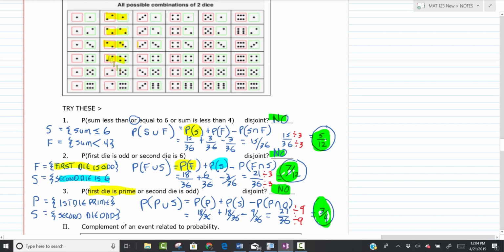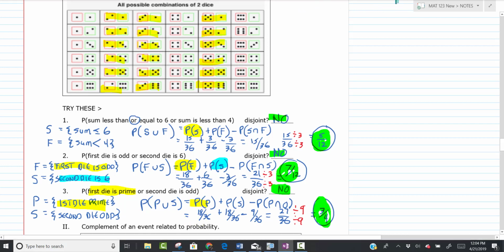First dice is a 2, first dice is a 3, or the first die is a 5. So there's 18 possibilities where the first die is prime. Hold on, what is wrong? No, I'm on number 3. I don't even know what I'm doing here sometimes. Okay, so the first die is prime, so that's 18 out of 36.